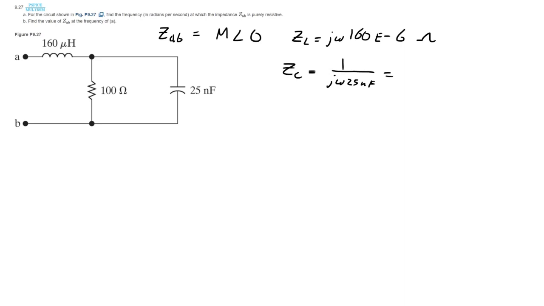Okay, so I'll just keep the J at the bottom for now. Well, we want to make it a little bit easier to rationalize later, so I'll go ahead and bring the J up, make this minus J times 40 million divided by omega. And this is a series and parallel network, so we're going to have ZL in series with the parallel combination of R and ZC.